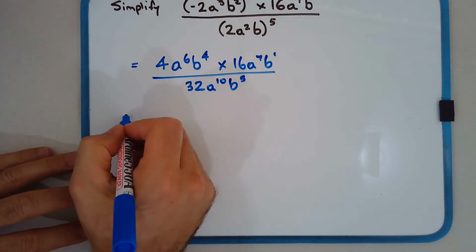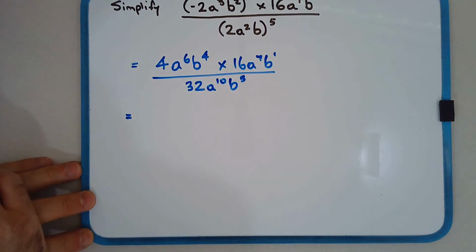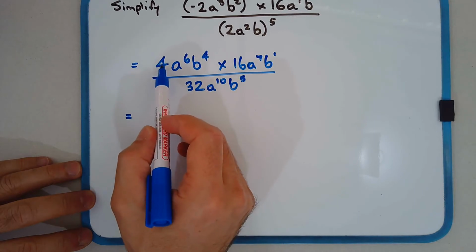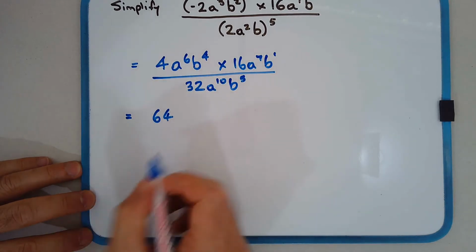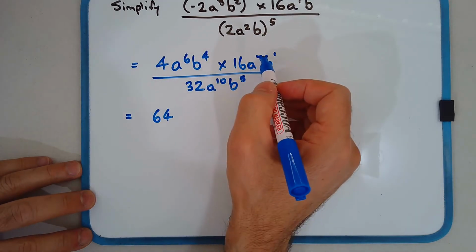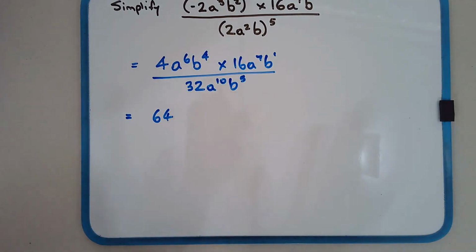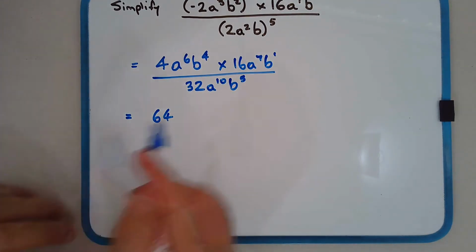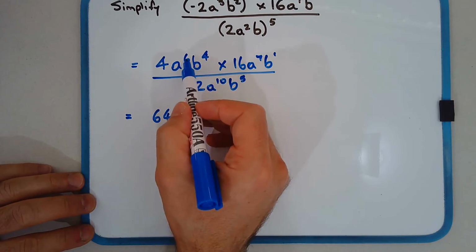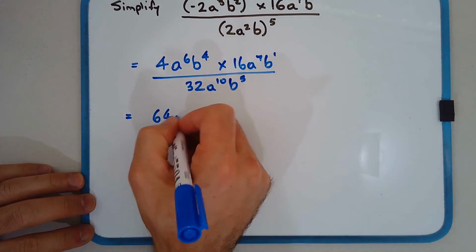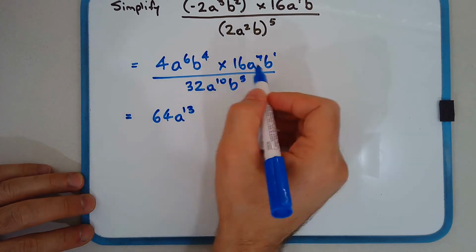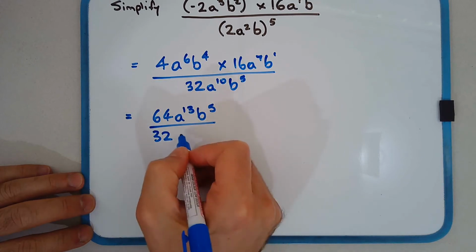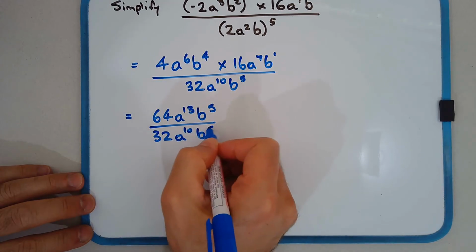Let's multiply the terms in the numerator through. We're going to apply index law number 1 here, of course. Let's do the coefficients first: 4 times 16 is 64. A to the 6 times a to the 7: we can only multiply bases that are identical when applying index law number 1. If the bases are the same, we add the indices, so a to the 6 times a to the 7 is a to the 13. And b to the 4 times b to the 1 is b to the power of 5, over 32a to the 10, b to the power of 5.